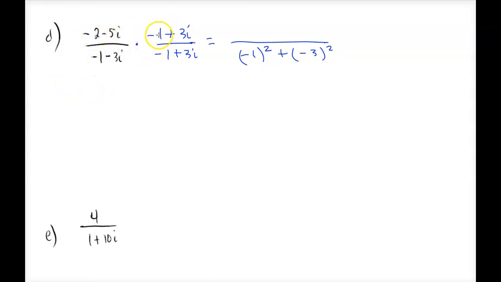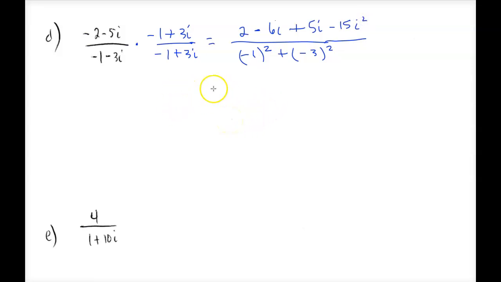So negative 2 times negative 1 is a positive 2. Negative 2 times a positive 3i is a minus 6i. And then minus 5i times a negative 1 will be a positive 5i. And then negative 5i times positive 3i is a minus 15i squared.